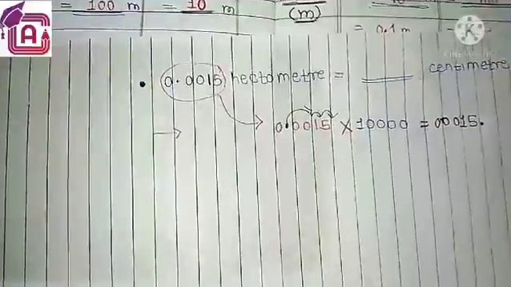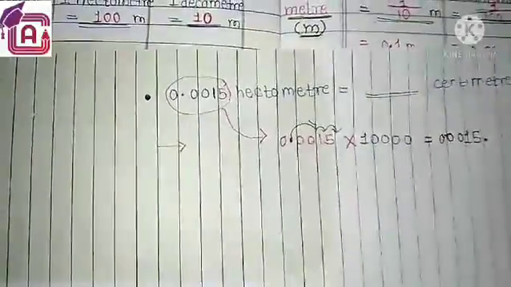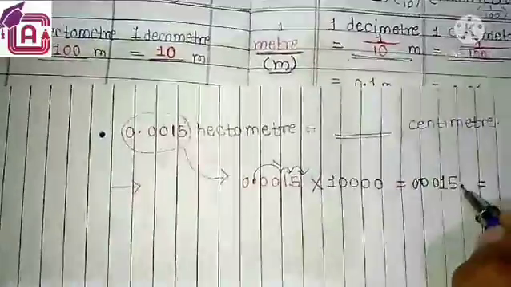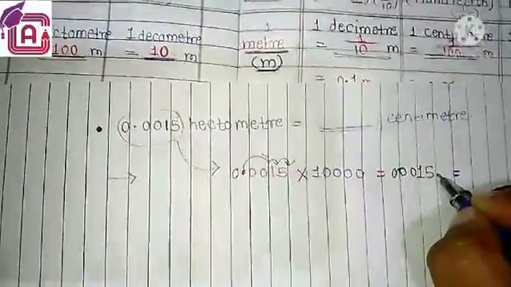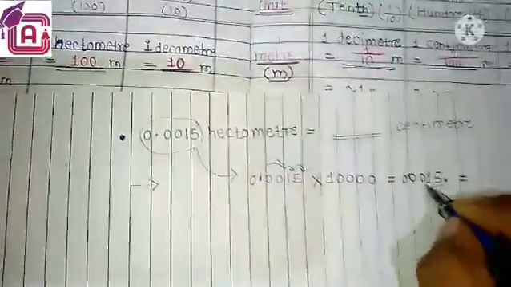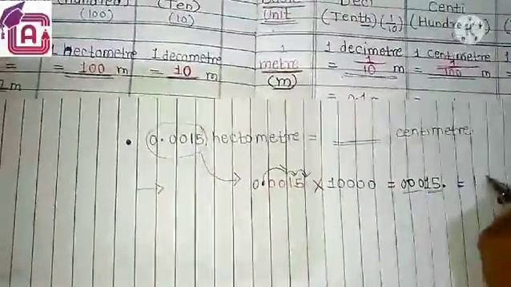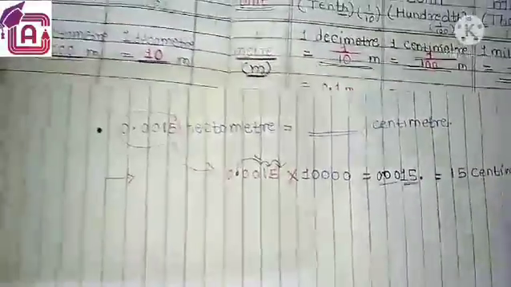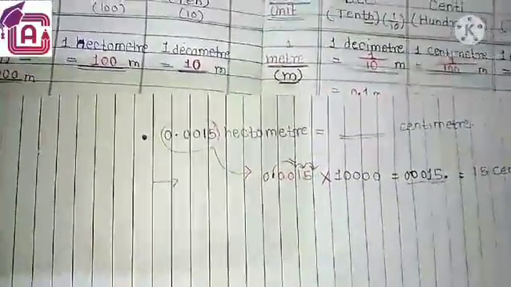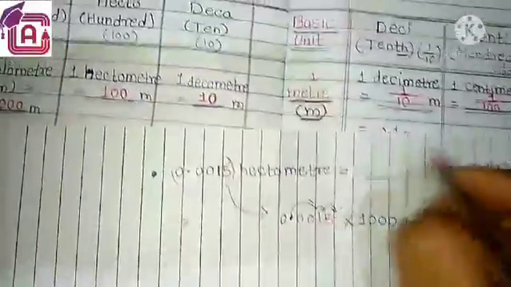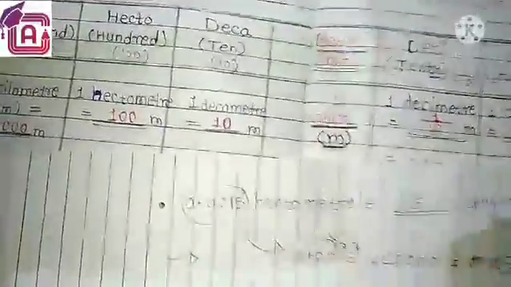So this is not a proper way of representation. What we have to do: if your number is finished and your decimal point is coming at the end, don't write it. Write down only the number. Don't write the previous zeros. So the number is only 15 centimeter. So what is your answer here? 0.0015 hectometer is equal to 15 centimeter.